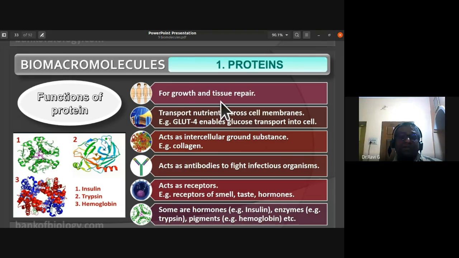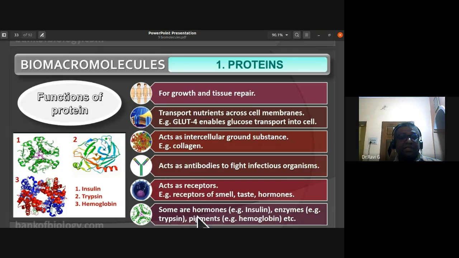The functions of proteins. Proteins are required for growth and tissue repair. They transport nutrients across cell membranes, for example GLUT4, which enables glucose transport into cells. Proteins act as intercellular ground substance, for example collagen. Proteins act as antibodies to fight infectious organisms. They also act as receptors, that is, receptors of smell, taste, and hormones.